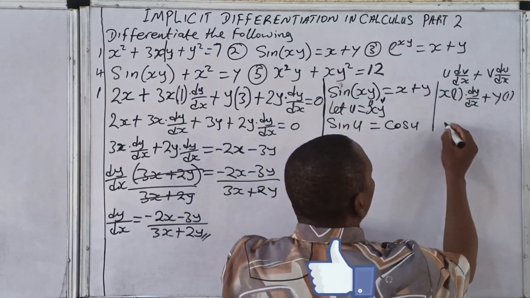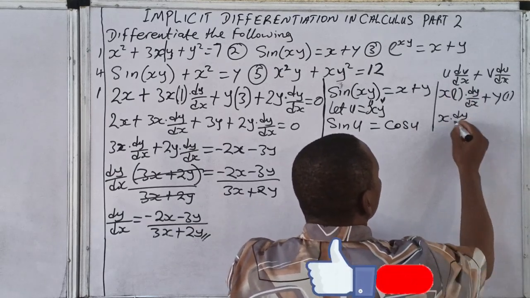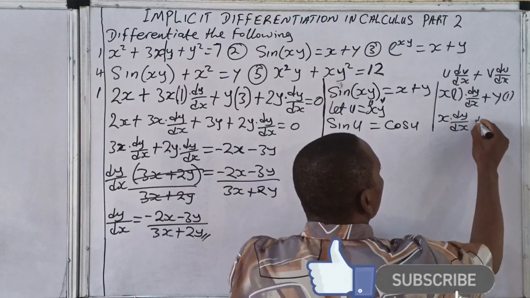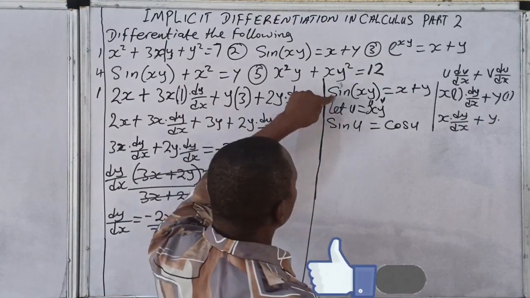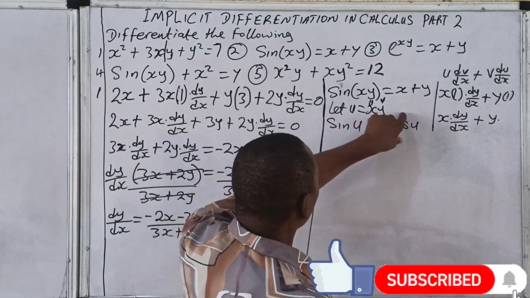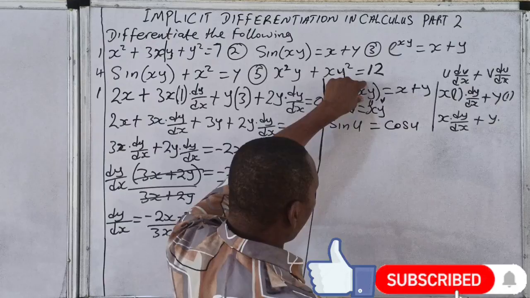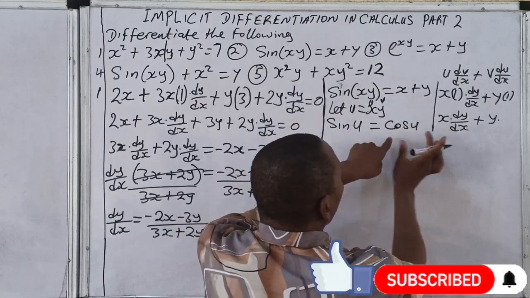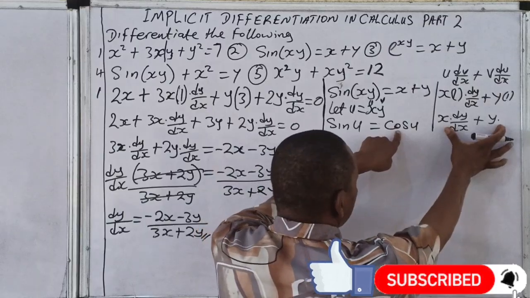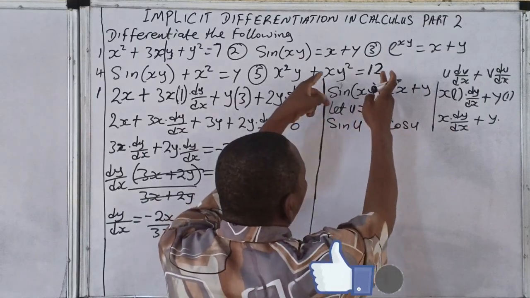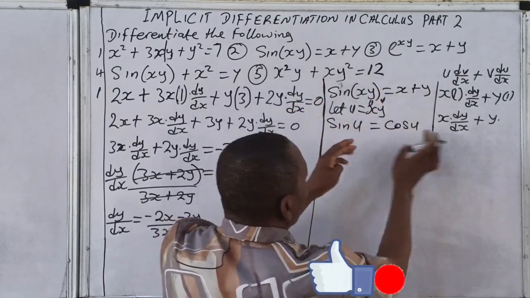So your final answer will now be x dy/dx plus y. So I have differentiated first. I differentiated sine u, I have cos u. I'm now differentiating xy. So this answer that I got when I differentiated sine u, I'll use to multiply this. That is your differentiation when you differentiate sine xy.